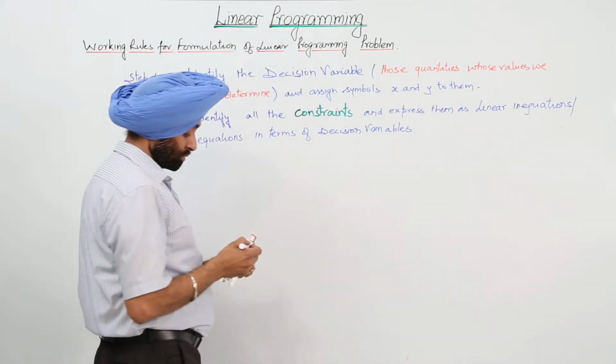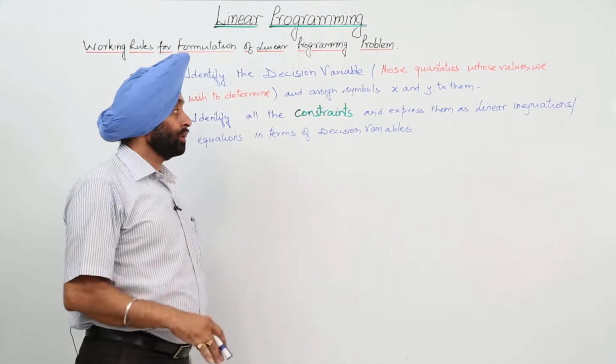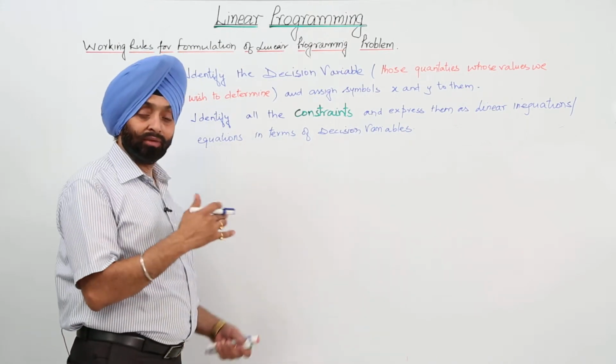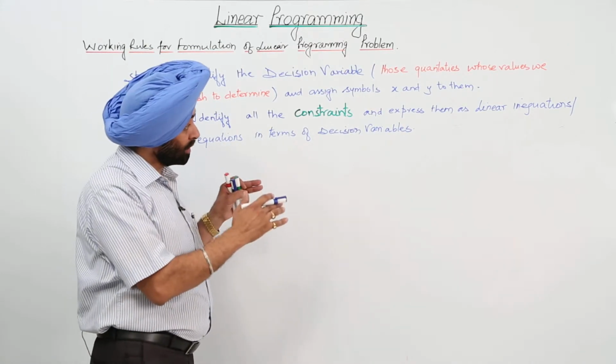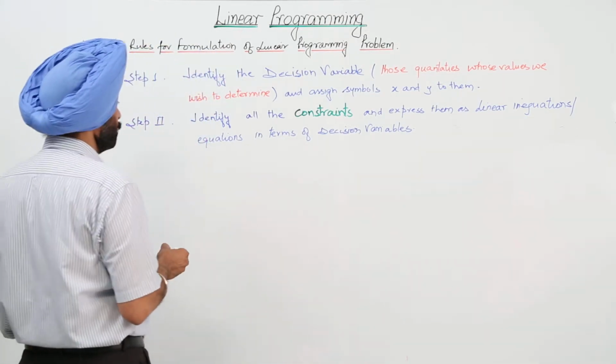So these are the 2 steps. First of all, we are going to give symbols x and y for the decision variables, and then we are finding all the constants. Okay. Now step 3.